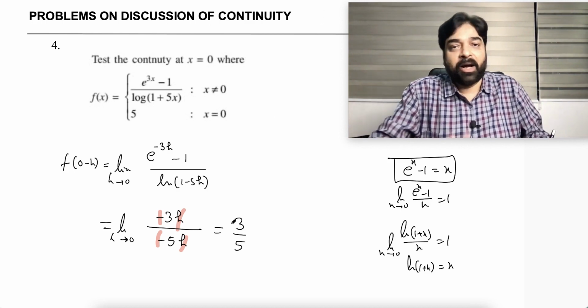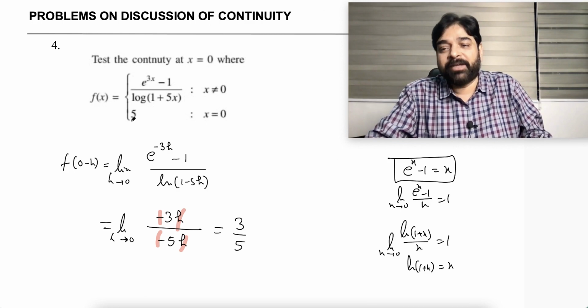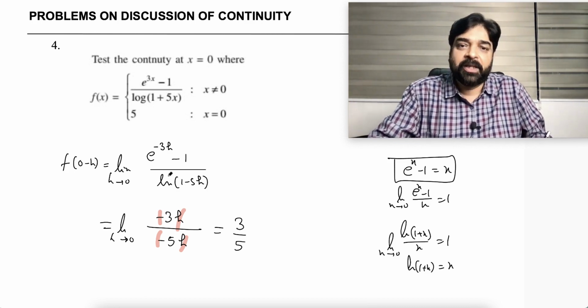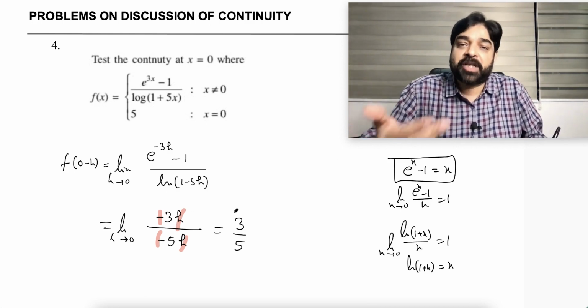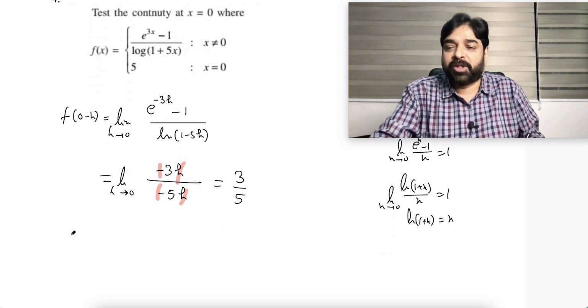Let's calculate. Anyhow, I am sure now it's discontinuous. How? Because f of 0 is 5. 100% discontinuous. We have to see which kind of discontinuity it is. Remember? So, I will try to get f of 0 plus h also. F of 0 plus h will be what?